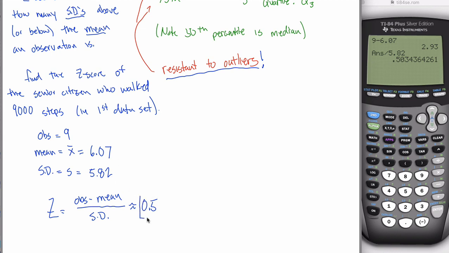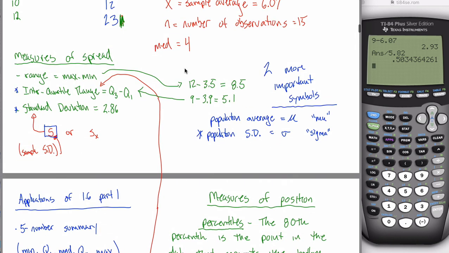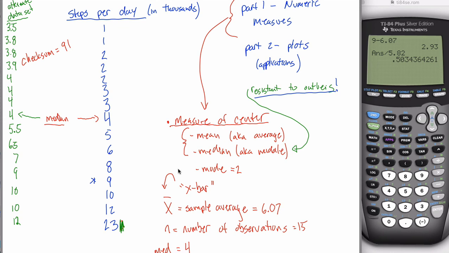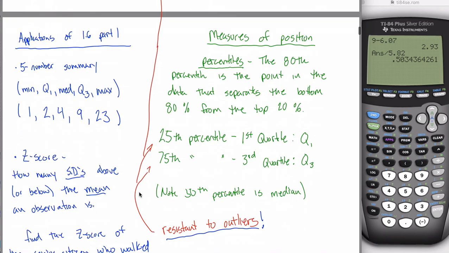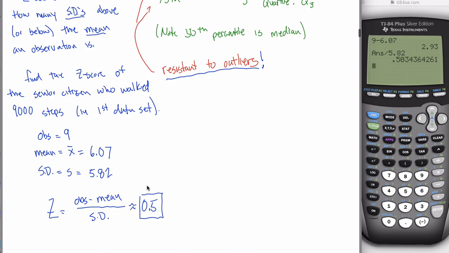At any rate, what this is saying is this senior citizen walked about half of a standard deviation more than average in this data set. And that's what a z-score tells you. It's a normalized value. It gives you a way to compare observations across different sets. But that's all stuff you're going to learn in future videos. For this video, really, I just want you to be able to calculate the z-score for an observation. I want to be able to say, find the z-score for, and then give you one of the observations and have you figure it out.